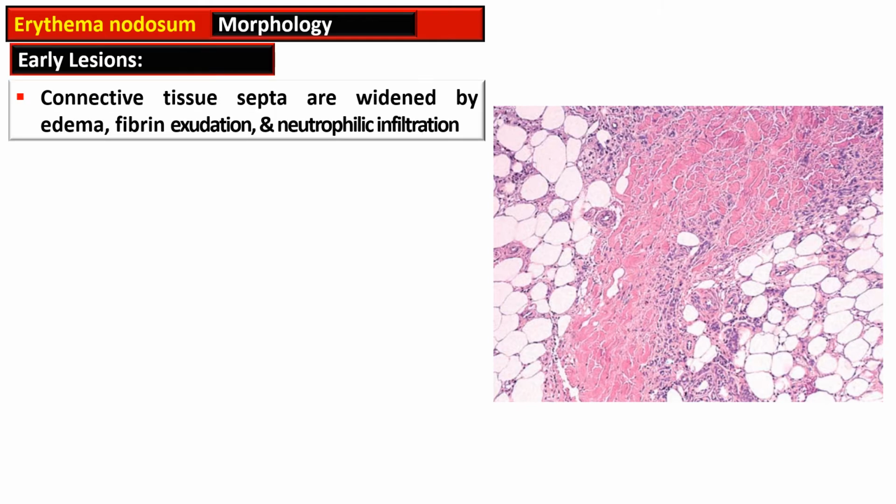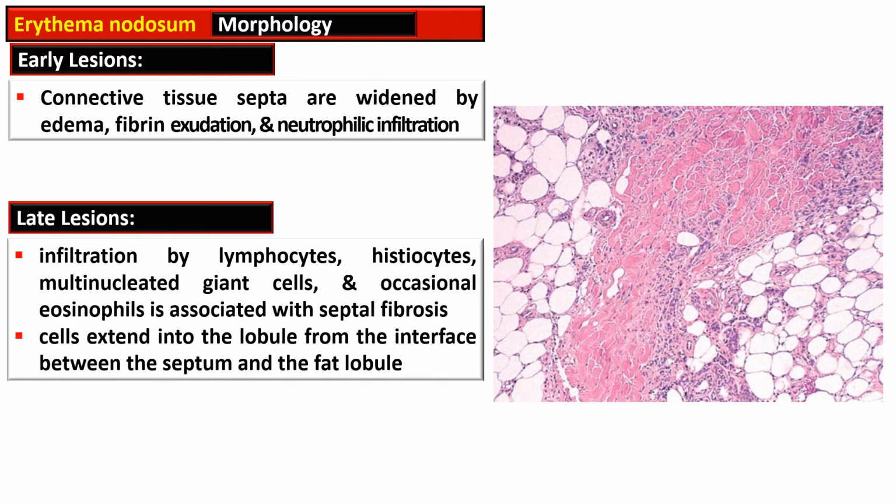Early lesions show connective tissue septal widening due to edema, fibrin exudation, and infiltration by neutrophils, while late lesions show infiltration by lymphocytes, histiocytes, and multinucleated giant cells. There are occasionally eosinophils also present with septal fibrosis. Cells extend into the lobule from the interface between the septum and the fat lobule.